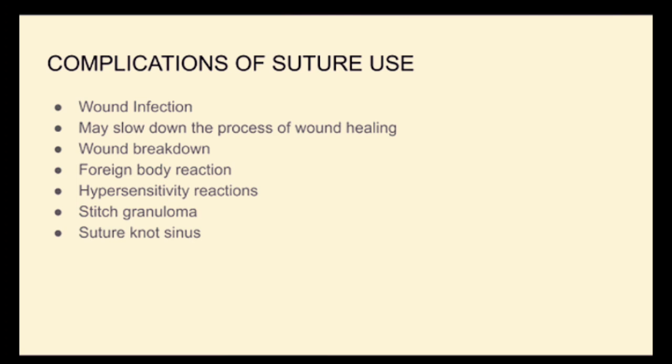And there's also stitch granuloma. A stitch granuloma is a mass forming benign lesion that usually develops at the site of the suture as a foreign body reaction to the suture. Also, there's suture knot sinus. A suture knot sinus usually is a blind ended tract that is created from an infective process around the suture, and usually leads from the stitch to the skin surface where serous or purulent discharge may be discharging from.